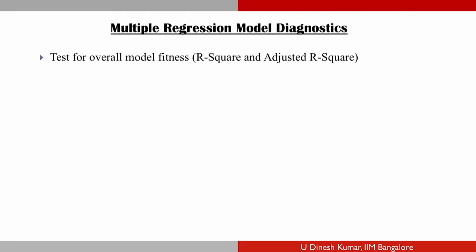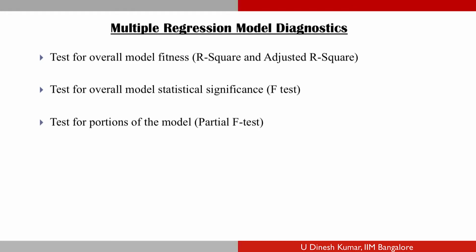We use measures such as R square and adjusted R square for testing the fitness of the model. The next is to test for overall model statistical significance, which is achieved through the F test, and we can also test for portions of the model. Suppose I have 10 variables and 2 new variables come in, I can check whether those 2 new variables are adding value to the model. That is done through what we call the partial F test, and the partial F test plays a major role in stepwise regression model building.